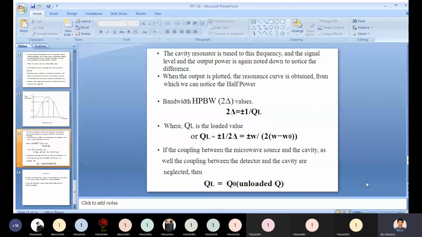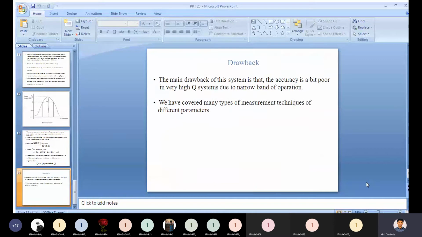You need to observe the formulas also. Then coming to drawbacks. The main drawback of this system is that the accuracy is a bit poor in very high Q systems due to narrow band of operation.